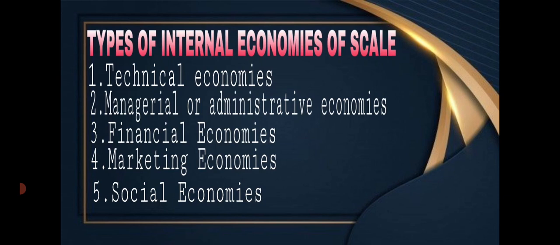So, first one, technical economies. They are found mostly in plants and arise mostly because neither the capital cost nor the running cost of plants increase in proportion to their size. The main idea is to spread the fixed cost over as large an output as possible, so average fixed cost decreases.